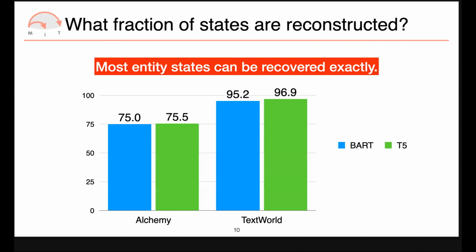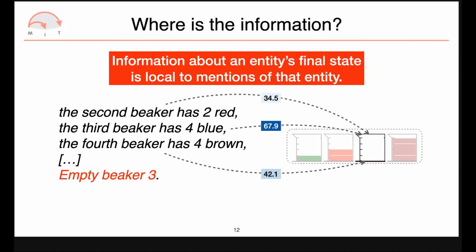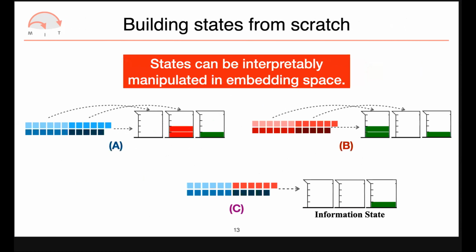So how well do we do? Well, we evaluate two language models on two English language domains, and we find that for all of them, entity states are actually recovered to a fairly high degree of accuracy. In particular, any amount of self-supervised language training outperforms a randomly initialized model, but also large-scale open-domain pre-training is actually more beneficial than smaller-scale domain-specific fine-tuning. We also investigate where exactly these entity states are localized, and we find that information about the final state of an entity is local to mentions of that entity. So we can read off the final state of the third beaker from initial mentions of that beaker.